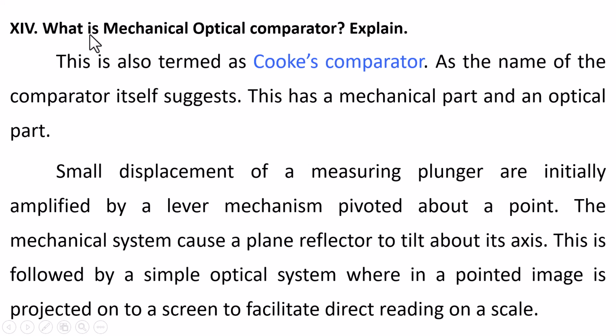What is a mechanical optical comparator? Explain. This is also called a Cook's comparator. The other name of mechanical optical comparator is Cook's comparator. As the name itself suggests, it has a mechanical part and an optical part. That is why it is called a mechanical optical comparator.